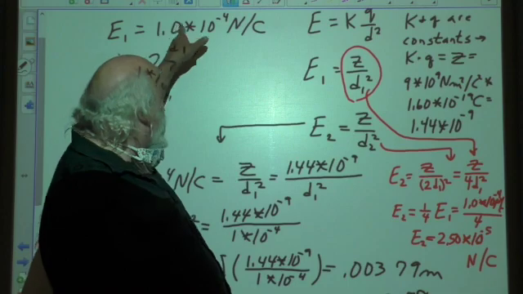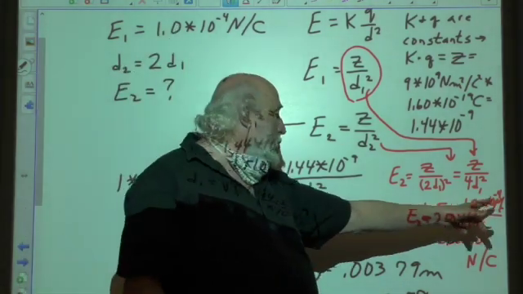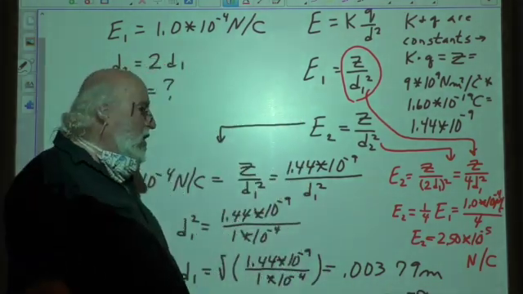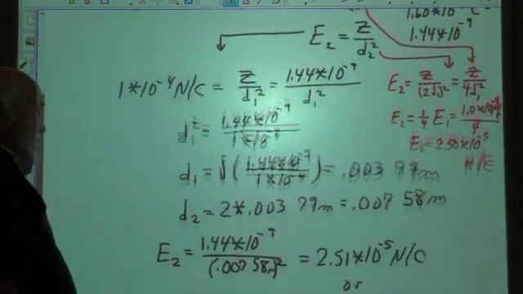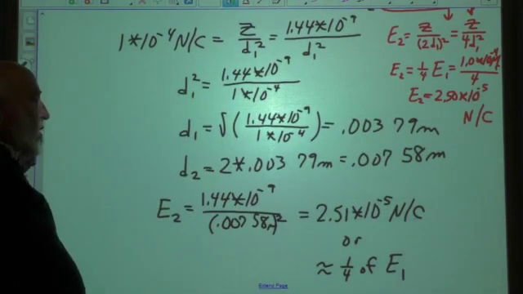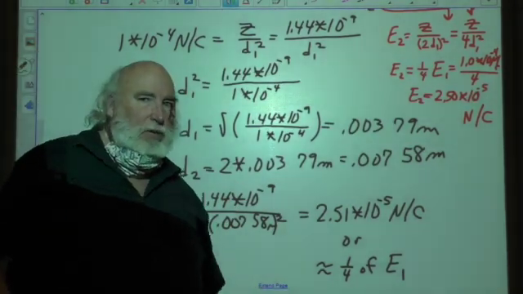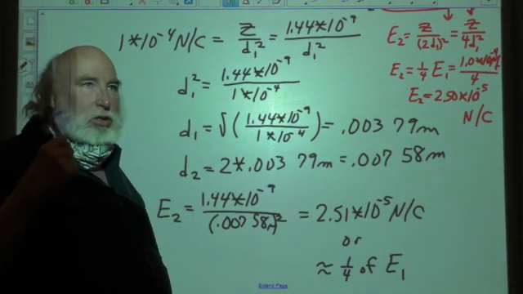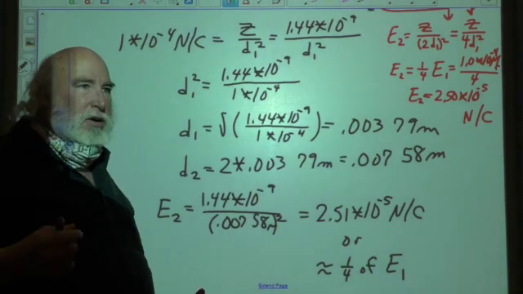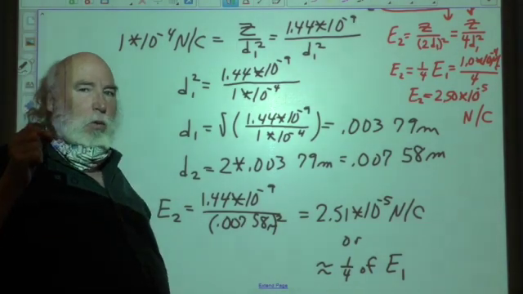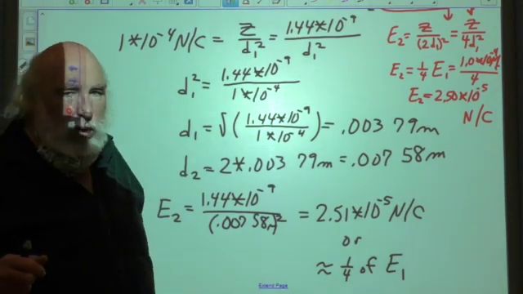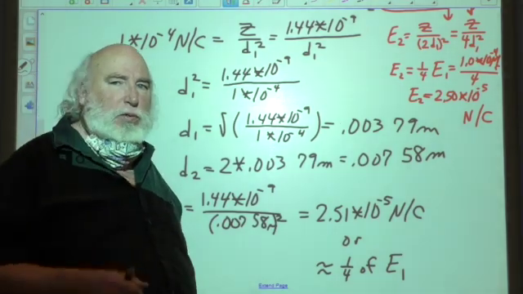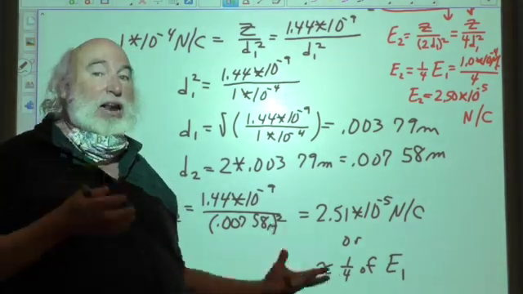And the E1 value was 1 times 10 to the negative 4th newtons per coulomb. So, we take 1/4 of that, and we get 2.50 times 10 to the negative 5th newtons per coulomb. And we got 2.51 over here. They are the same thing, just a little bit of rounding differences between the two. But if you know that you're going to double the distance, that is going to be farther away, then you know if you take 2 and flip it to 1/2 and then square it, you get 1/4. You know your answer is going to be 1/4 of the original value. That is the quick way of doing it.